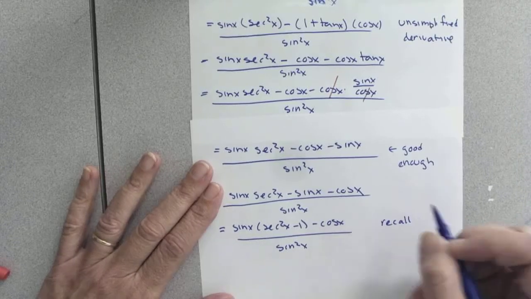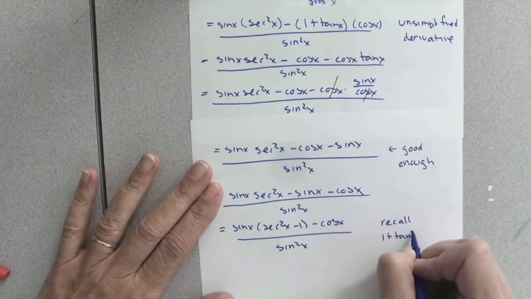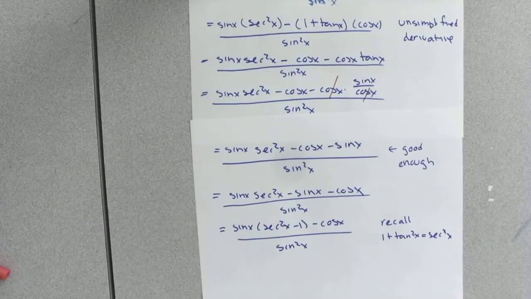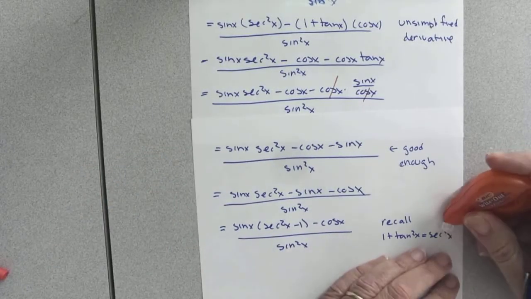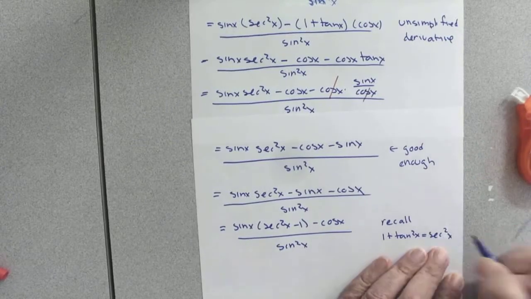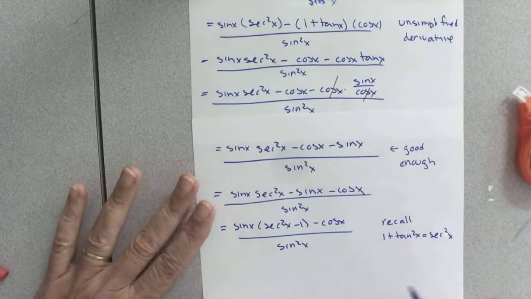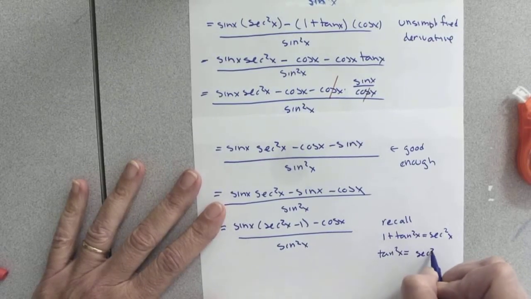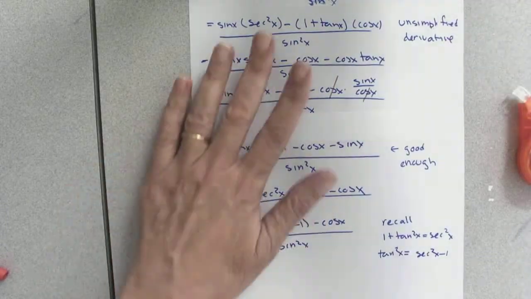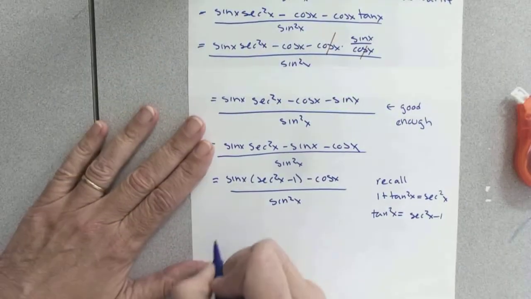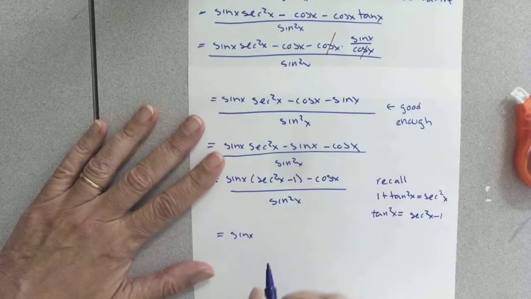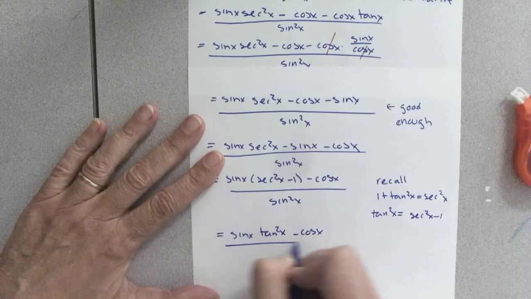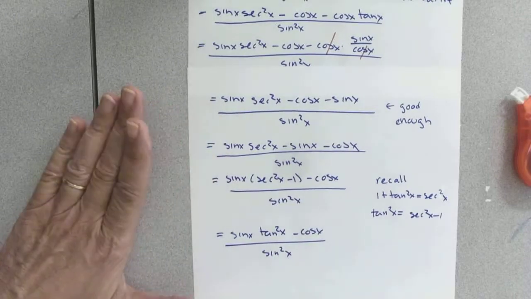And then a little algebra recall, or a little trig recall. One of the Pythagorean identities that you are supposed to know, 1 plus tangent squared x equals secant squared x, or taking the 1 to the other side, tangent squared x equals secant squared x minus 1. And notice we got a secant squared x minus 1. And so that could be sine x, tangent squared x, minus cosine x over sine squared x.